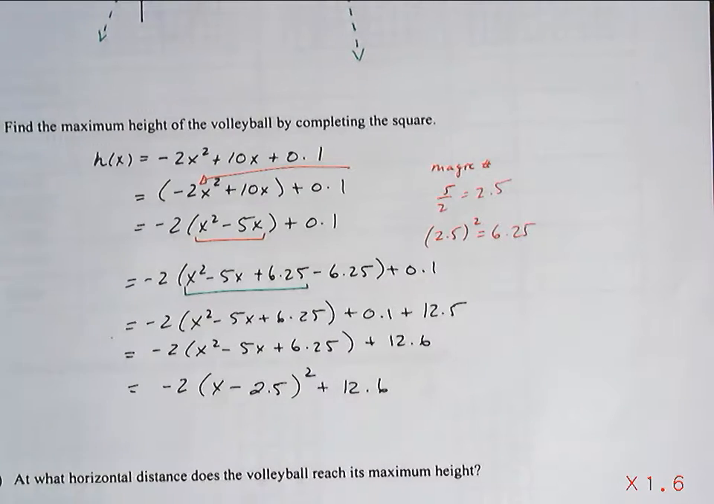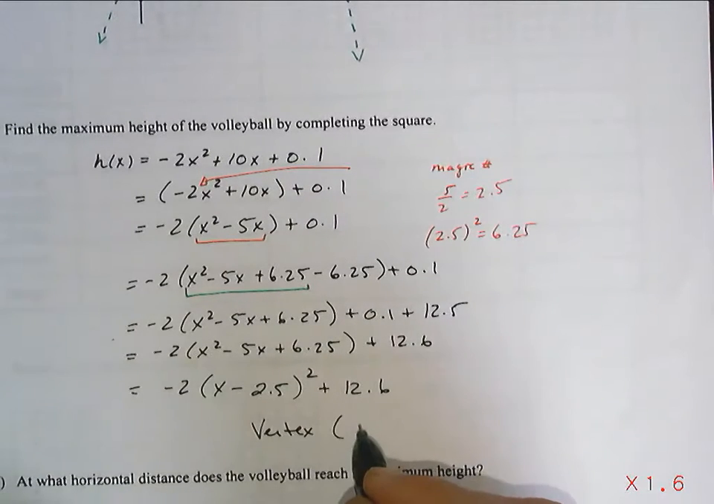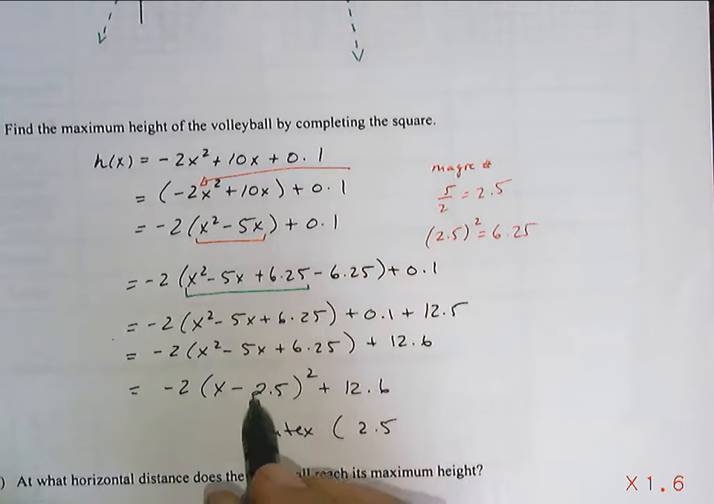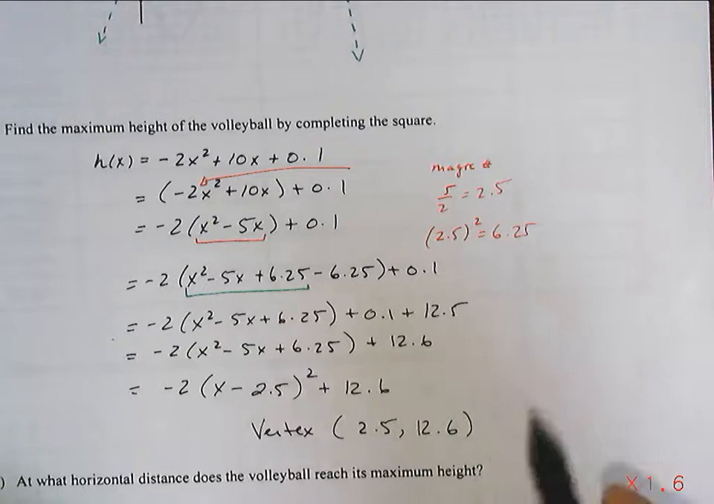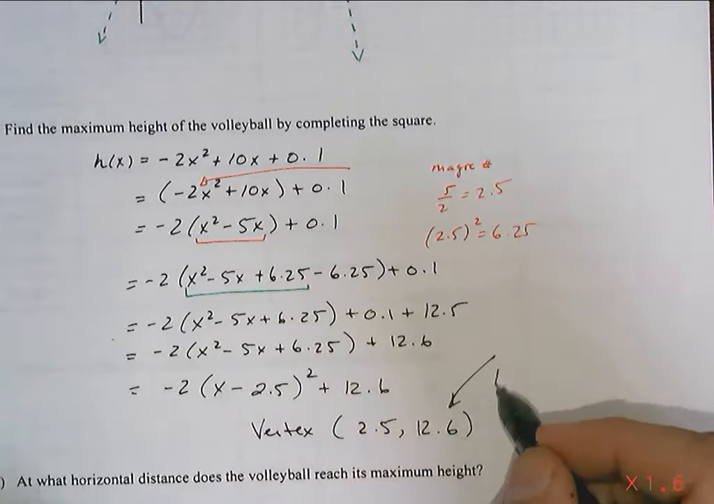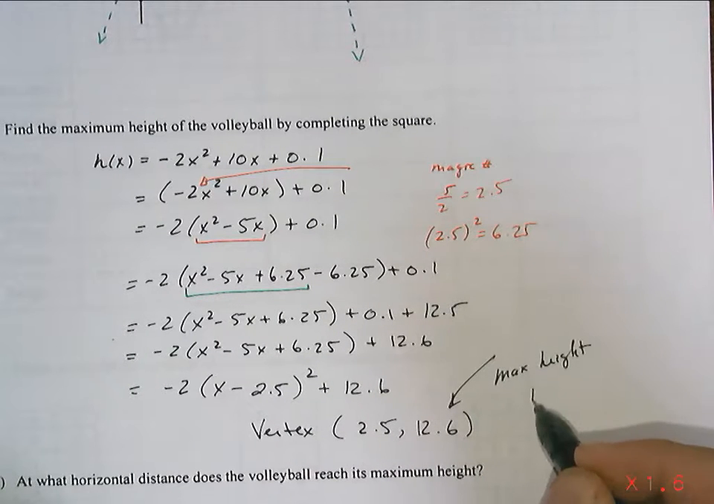So now what we have here is the vertex is at 2.5 positive, because it looks negative here, comma, 12.6, which means the maximum height is going to be 12.6 meters above the ground.